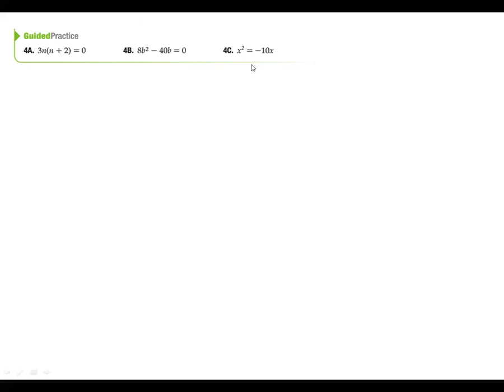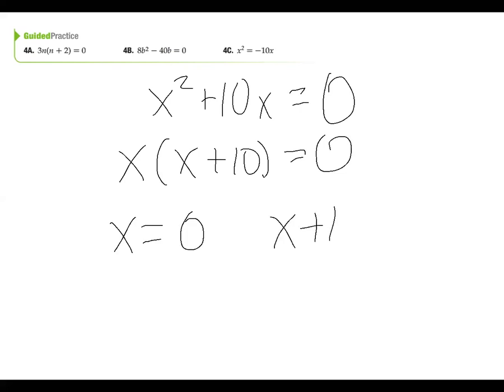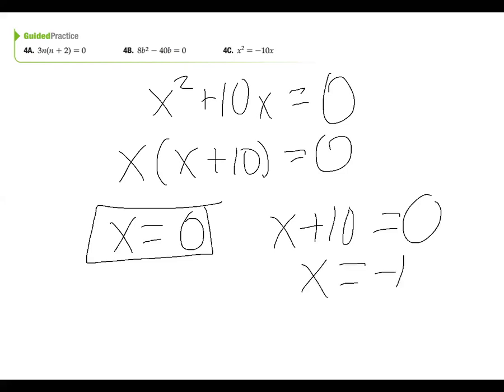Last one here, notice it's not set equal to 0, so add 10x to both sides to get it set equal to 0. Then you can factor out the GCF of x, so x times x plus 10 equals 0. Then each factor: x equals 0, x plus 10 equals 0. This one's already solved for x, so it's x equals 0. Subtract 10 here, and you would get x equals negative 10.